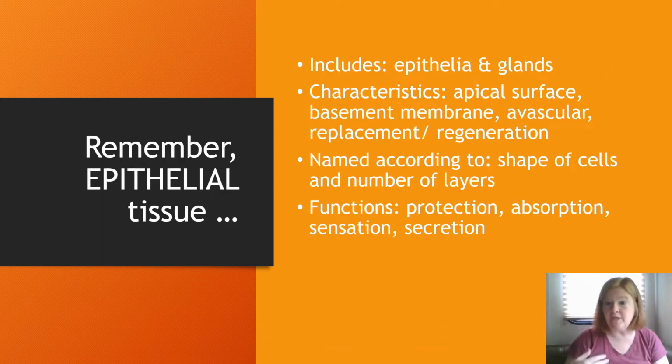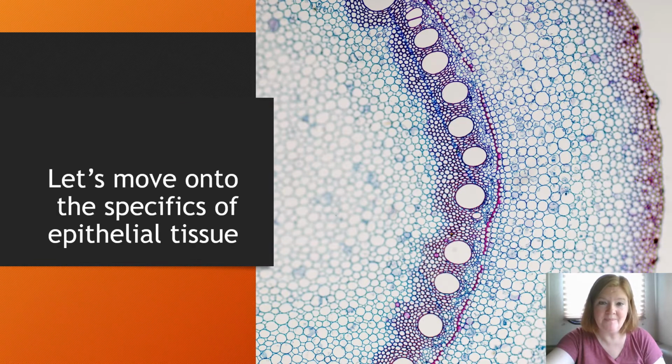Okay, remember in the introduction we covered some features of epithelial tissue. It's epithelia and glands, it has an apical surface, a basement membrane where it attaches, it's avascular, right, no blood flow. It goes through a lot of replacement and regeneration. It's named according to the shape of cells and the number of layers, and major functions: protection, absorption, sensation, and secretion. And now we're going to go into detail. So let's move on to the specifics of epithelial tissue.